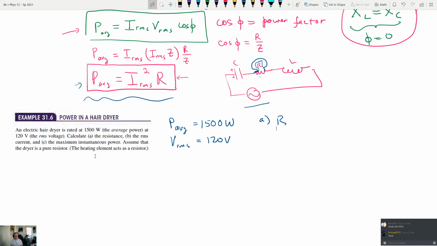What do you all think? What can we do here? What does this mean? Assume that the dryer is a pure resistor. What does that mean? I mean, it's just acting like a resistor. So we could replace the dryer with just a resistor. Mm-hmm. So is that what I mean by pure resistor? So what would the inductance be in this case then? What would the capacitance be in this case?